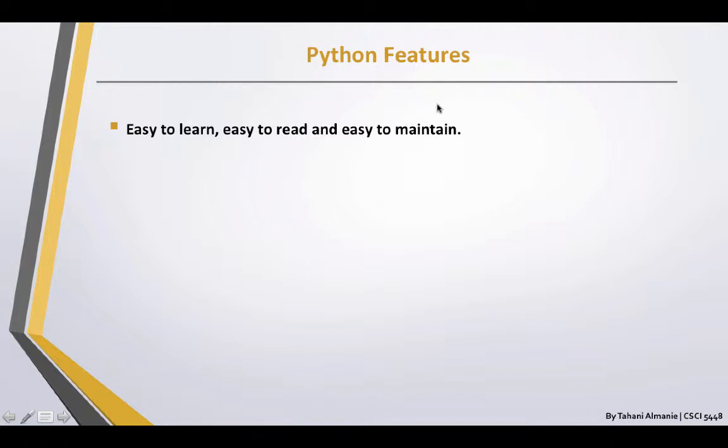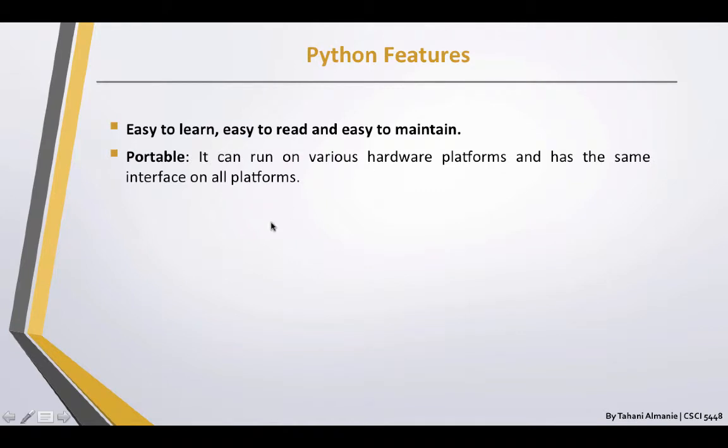Python has a lot of features. It's easy to learn. So Python has few keywords, simple structure, and a clearly defined syntax. This actually allows the student to pick up the language quickly. It's easy to read. Python code actually is more clearly defined and visible to the eyes. Also, Python's source code is fairly easy to maintain. It's portable, so it can run on various hardware platforms and has the same interface on all platforms.